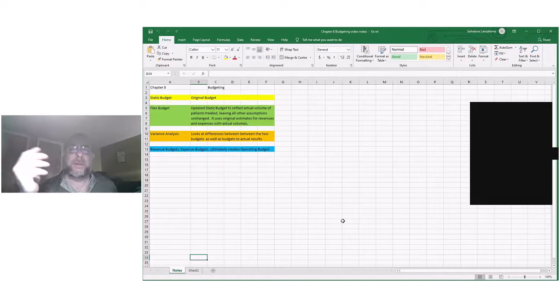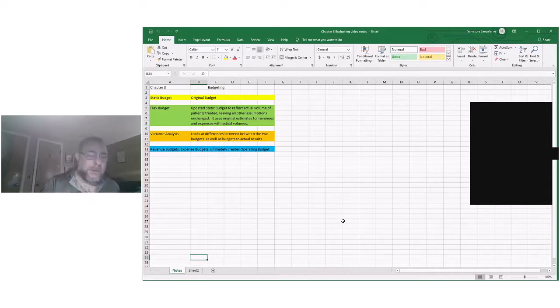So let's say, for example, you anticipated 10,000 direct labor hours, and in reality, you ended up with 11,000 direct labor hours. So you just modify the budget with the actual hours, but you keep everything else the same. You're just altering the actual units and seeing if you had nailed the actual volume properly, how would the budget have looked compared to actual, and you can compare static to flexible, that sort of thing. Notice it also says in green there, it uses original estimates for revenues and expenses with actual volumes.